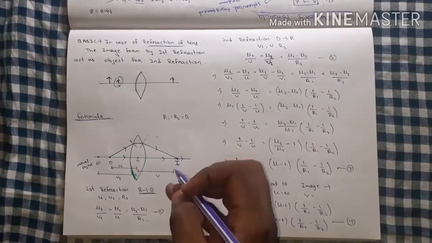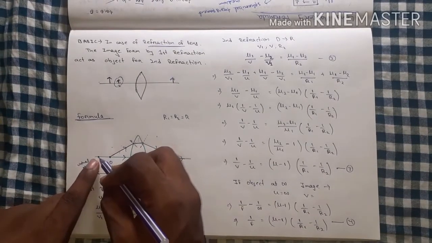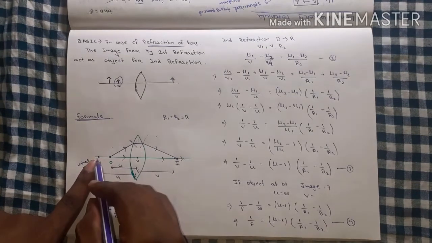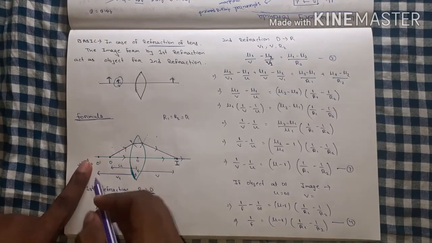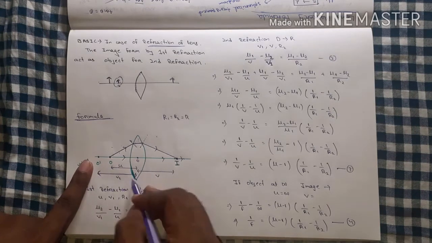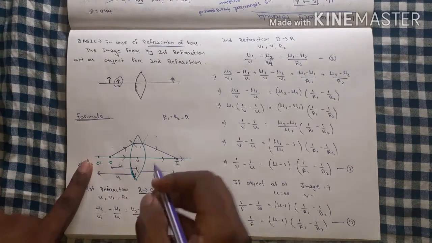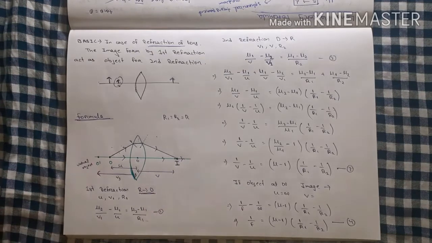Second refraction, what? It is the first refraction. Object is here, image will be here. For the second refraction, I told the image will act as an object. So for the second refraction, the image distance of the first will be the object distance. So v1 is the object distance. Image is here and v is the image distance.